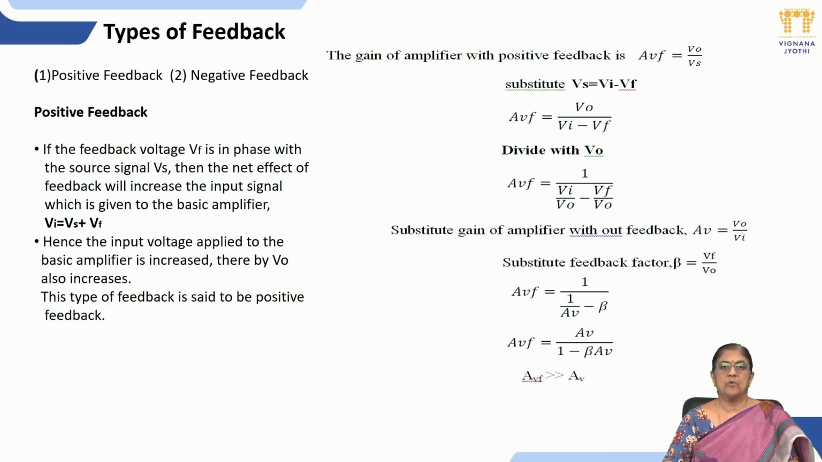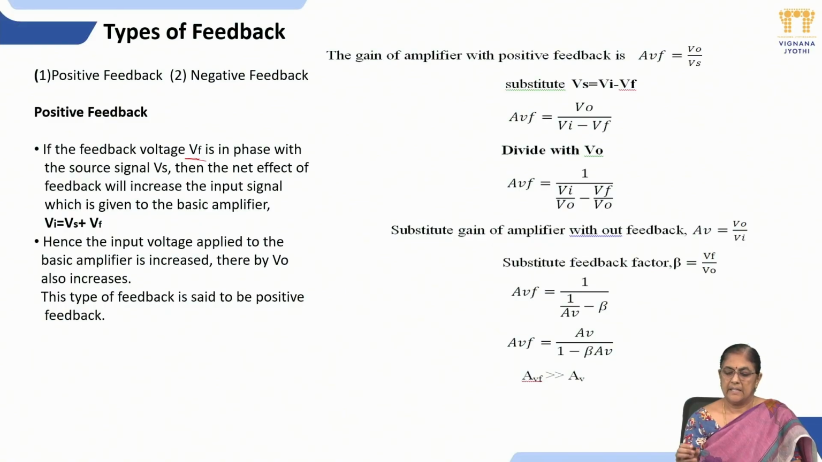If the positive feedback voltage Vf is in phase with the signal source Vs, then the net effect of the feedback will increase the input signal which is given to the basic amplifier. Vi is the input voltage of the basic amplifier, that is Vi is equal to Vs plus Vf. Hence the input voltage applied to the basic amplifier is increased, thereby the output voltage of the amplifier also increases. This type of feedback is known as positive feedback.